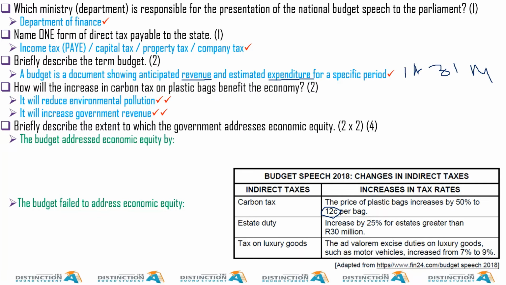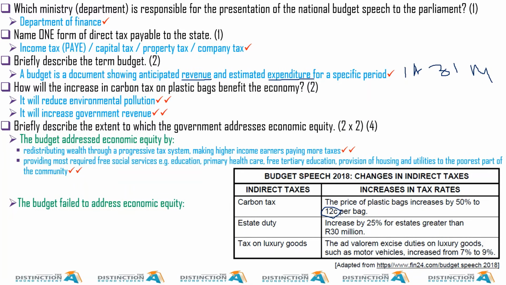Right, briefly describe the extent to which the government addresses economic equity. The South African government, I would applaud the government for their systems that they have in place to try and bridge the gap between the haves and the have-nots. So the budget addresses economic equity by, the first one, redistributing wealth through a progressive income tax system, making higher income earners pay more tax than low income earners. And that is a way of redistributing income and wealth.